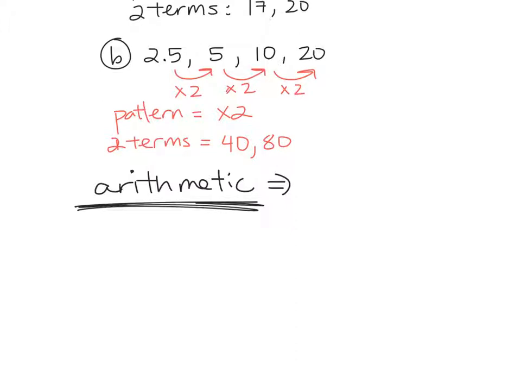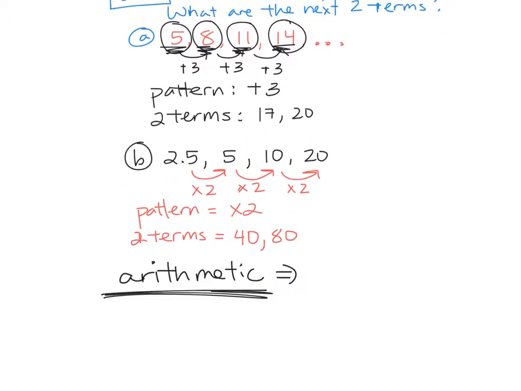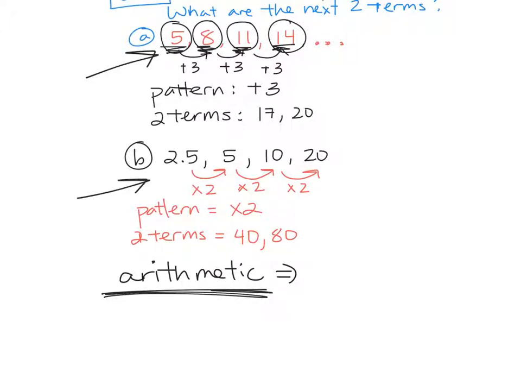Basically, the difference between your numbers is constant. So you are going up by adding the same thing. So if I have to add the same thing, is this an arithmetic sequence? Yes. Is this an arithmetic sequence? No, because we multiplied, right?